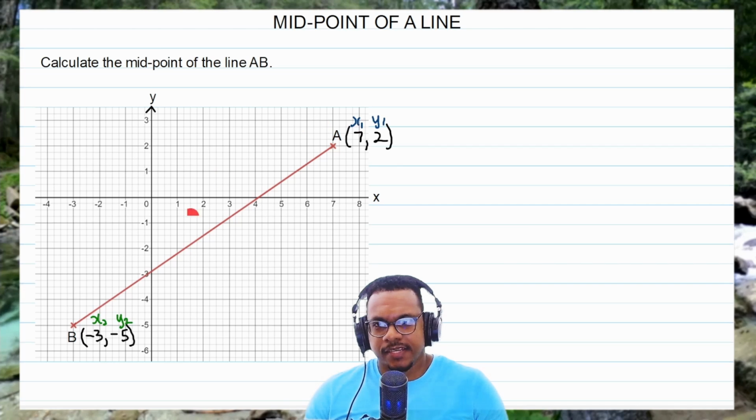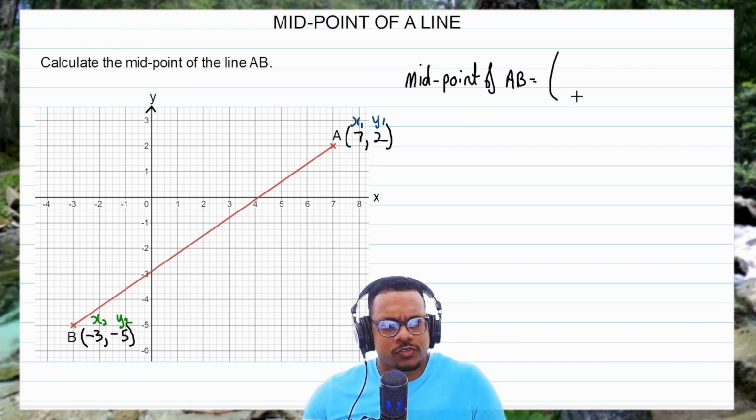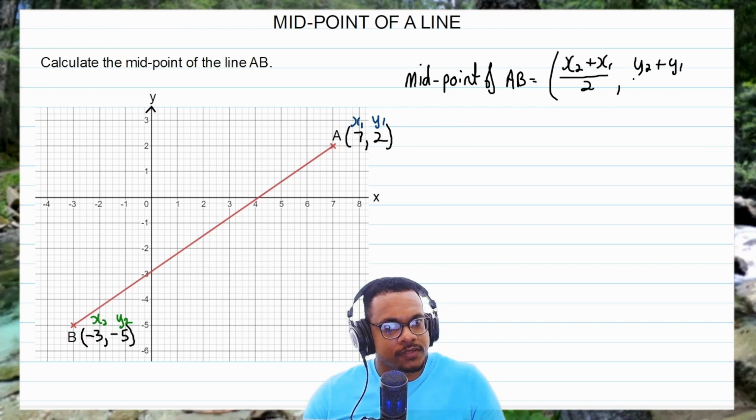Now here I have the same line AB, and what I want to do is calculate the midpoint of the line AB. Anytime you are asked to calculate the midpoint of a line, what they want is the coordinates of the midpoint. The formula for midpoint would be (x2 plus x1 divided by 2, which is the x part of the coordinate, and then the y part will be y2 plus y1 divided by 2). For the x component, we have x2 plus x1 divided by 2.